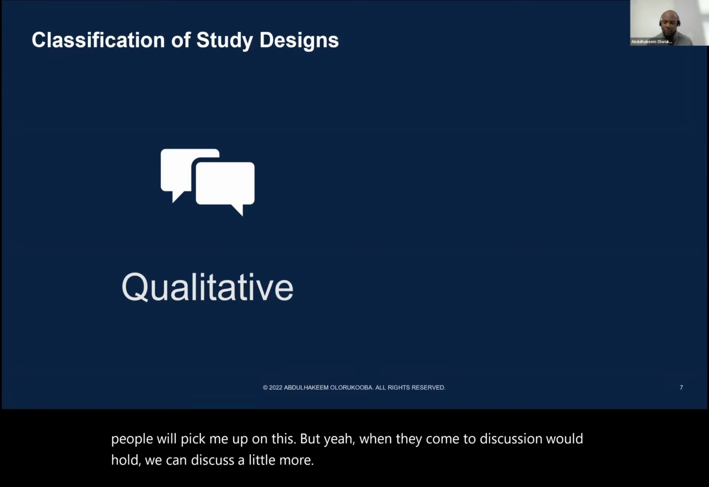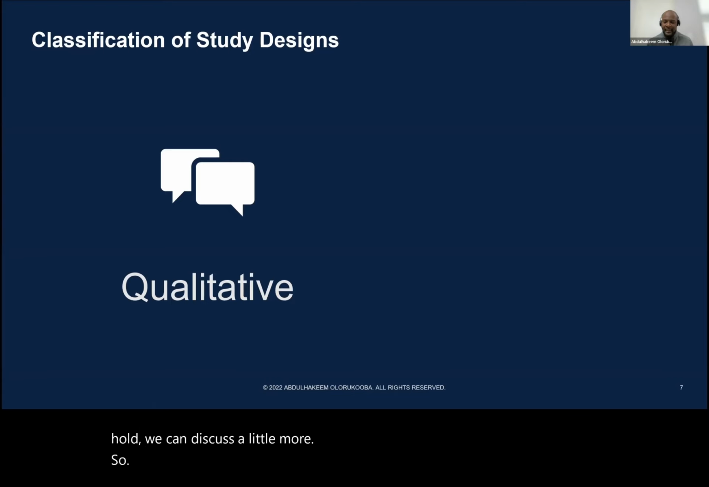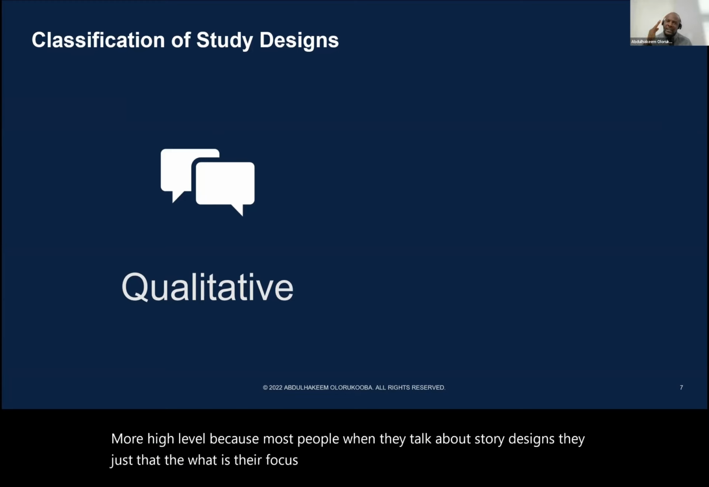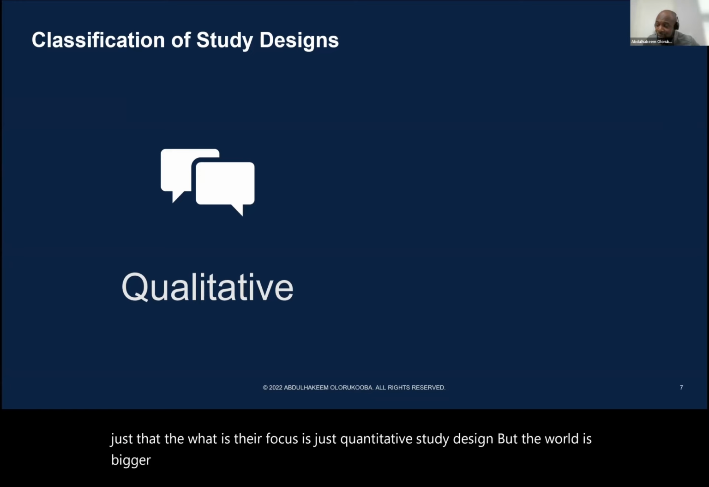Okay, so I want to start by going more high level, because most people, when they talk about study designs, their focus is just quantitative study design. But the world is bigger than what you are thinking.